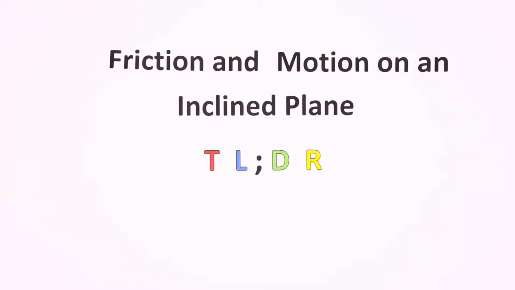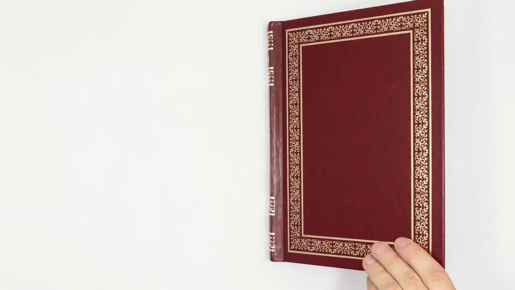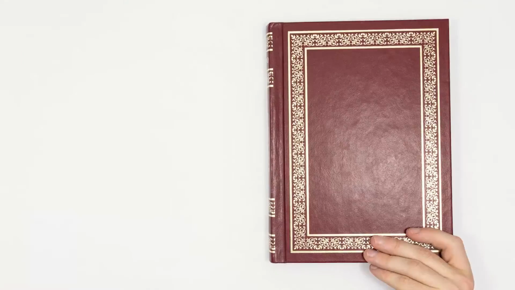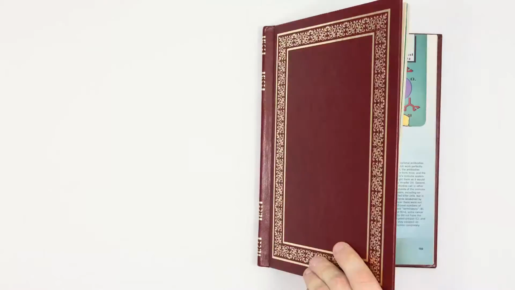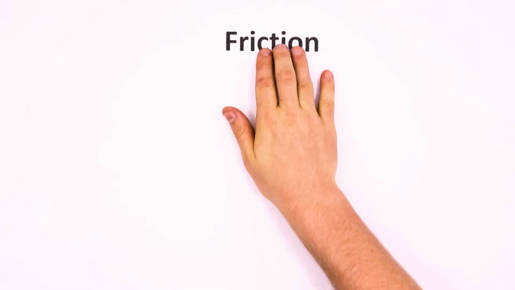In this episode of TLDR Year 12 Physics, we're covering friction and motion on inclined planes. Before we discuss how objects move on an inclined plane, we must first learn about friction.